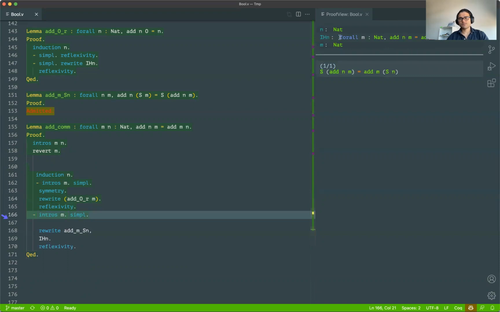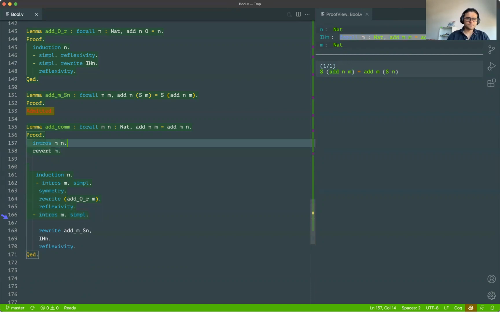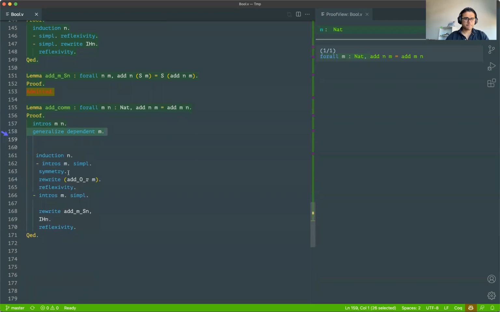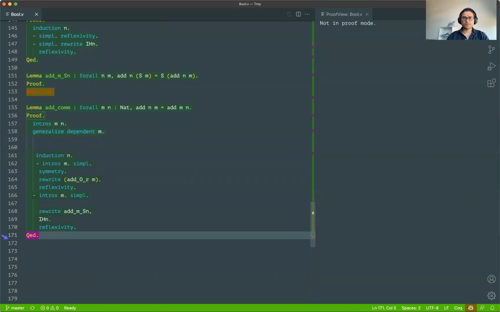and now we proceed as, see, our induction hypothesis is now general. Another, stronger one is generalize dependent M. So this works, based on my experience, all the time. And then your proof is the same as the previous step. So nothing different. So these are a few steps.